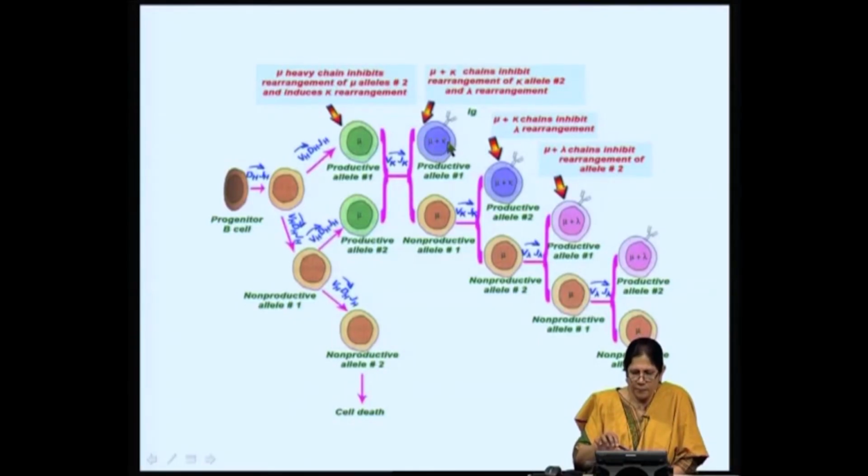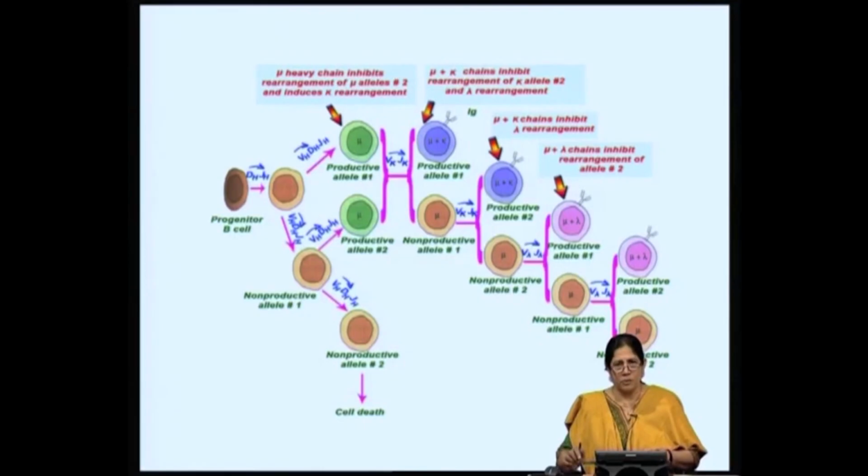First allele 1, then allele 2, and then if the kappa light chain assembly also does not take place, the cell chooses to allow the recombination happening in the lambda light chain allele 1, and then if not, then allele 2. So what you can see very clearly over here is that you have productive alleles and non-productive alleles.